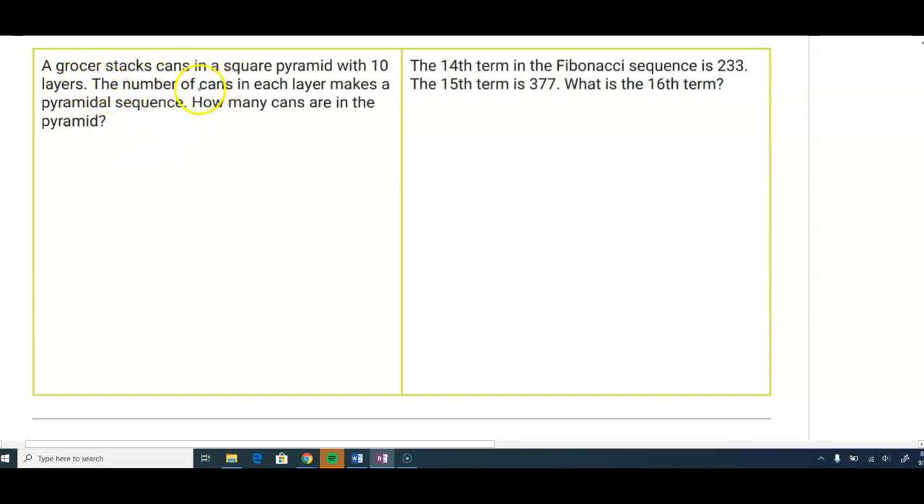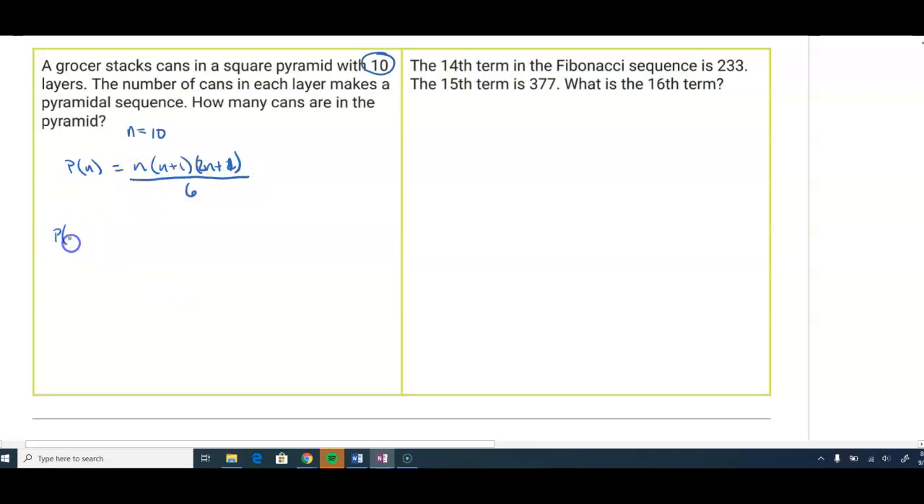Okay, a grocer stacks cans in a square pyramid with 10 layers. The number of cans in each layer makes a pyramidal sequence. How many cans are there in the pyramid? Right now there are 10 layers, so we know n is equal to 10. And we know the formula for this is P sub n equals n times n plus 1 times 2n plus 1, and you have to memorize this or have it in your notes, all divided by 6.